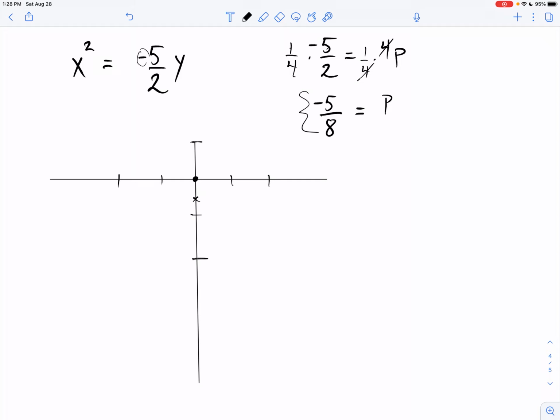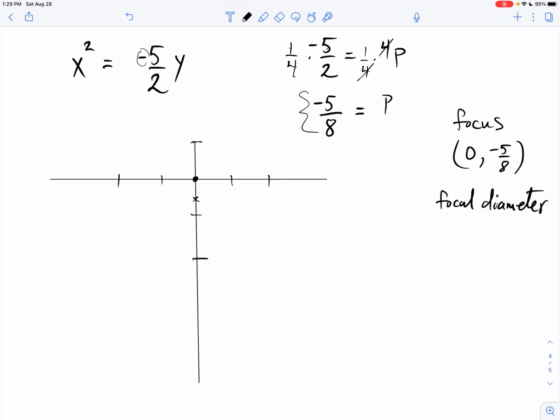And then I say unto myself, what did I just put on the graph? I put the focus on the graph. I didn't go sideways. I went down 5/8 of a unit. Now I'm going to talk about the focal diameter, because this is where some people are going to cry a little bit.